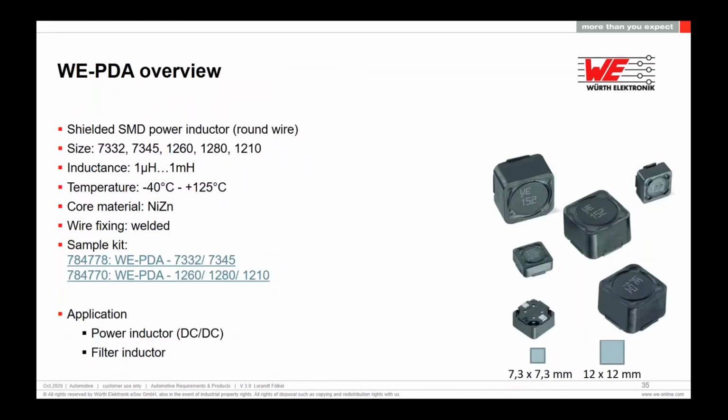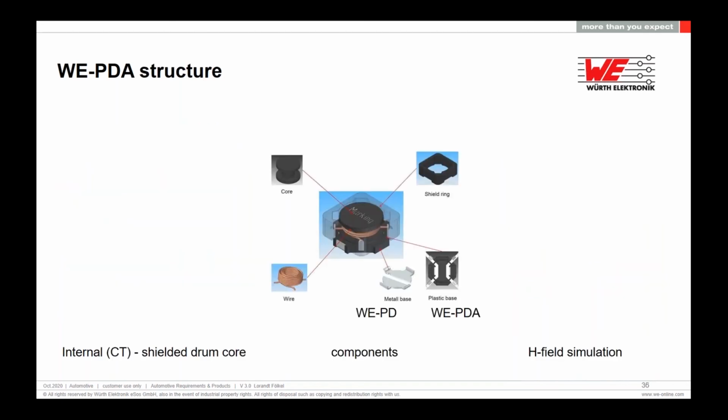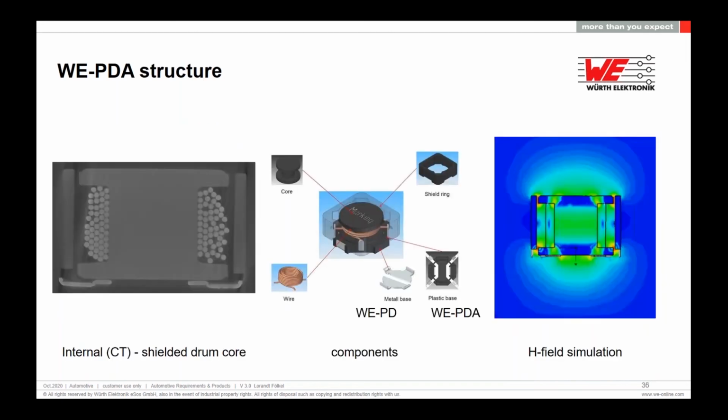The PDA is one of the inductors which is the best shielded inductor and very reliable, made from nickel zinc, goes up to 1 millihenry. And another version is the PD only, without the A. The big difference between PD and PDA is not the core.